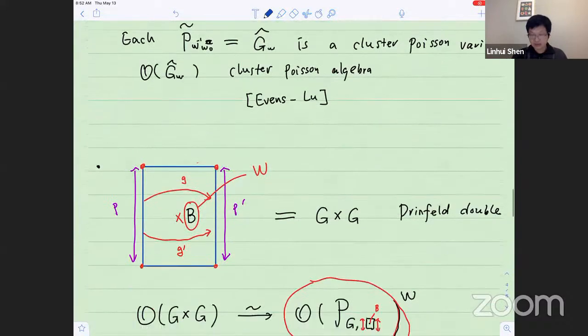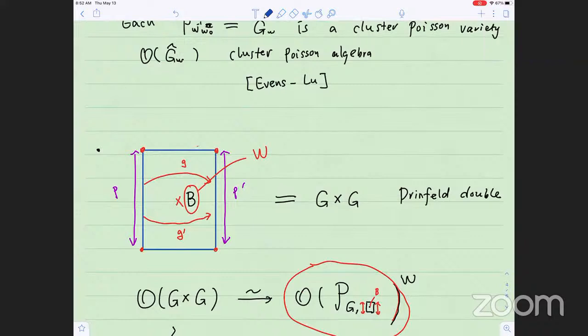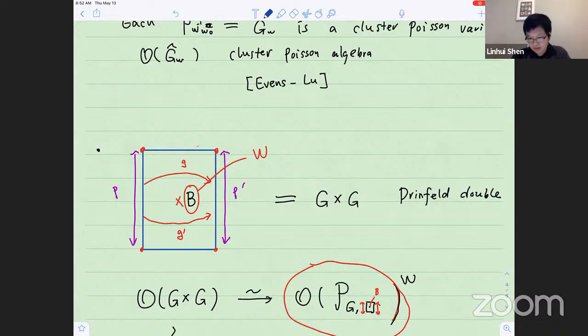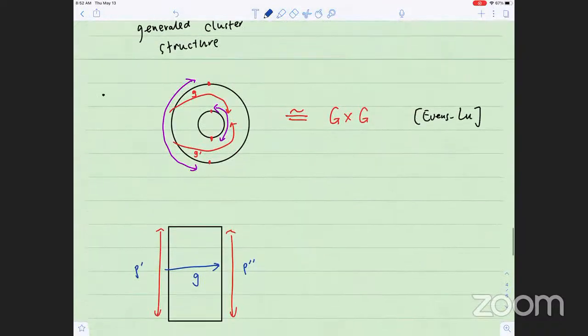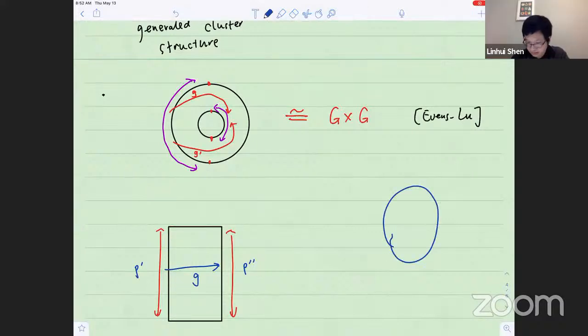Okay, so any other questions? If you just have the disk with two marked points with no puncture, what do you get? This space, I do not allow this. Usually, it requires that there are at least three marked points. Okay. This is the basic model.